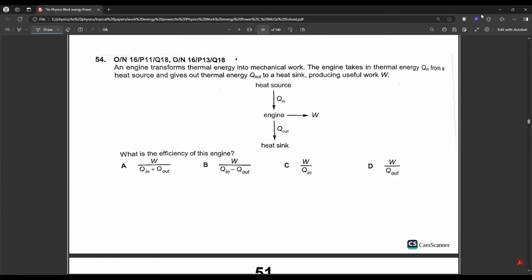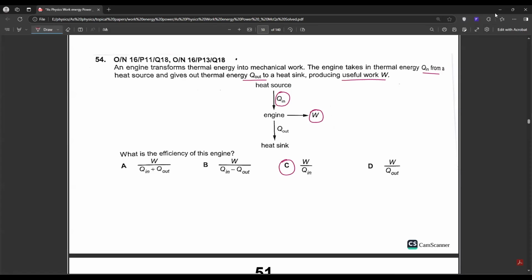Let's see this. An engine transforms thermal energy into mechanical work. The engine takes in thermal energy Q in from the heat source and gives out thermal energy Q out to a heat sink, producing useful work W. What is the efficiency of this engine? You have to calculate the efficiency of this engine. Q in, that is the energy in, in the denominator, the useful work done in the numerator. Question 50's answer should be C and it is C.